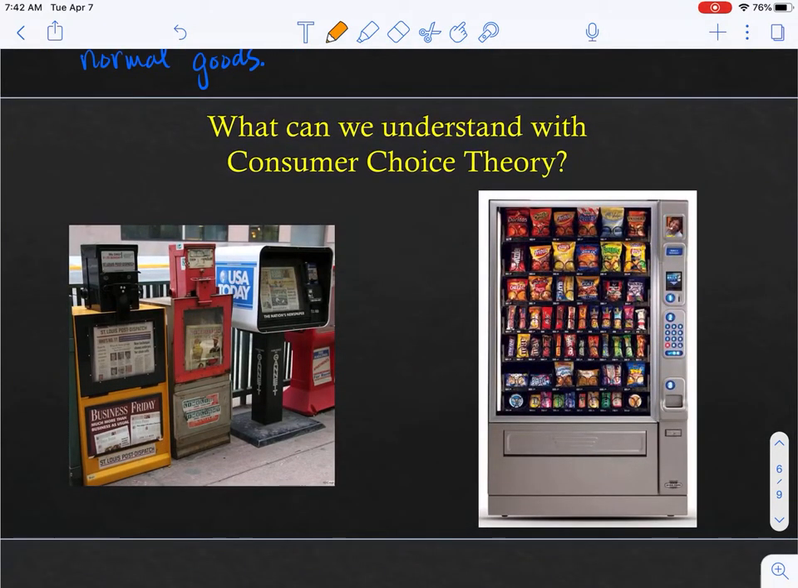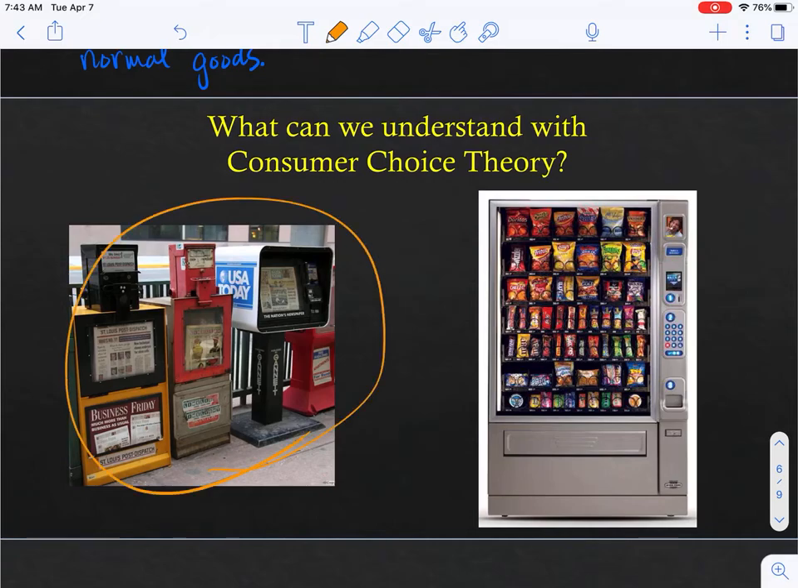So, last thing, why do we talk about consumer choice theory? Well, there are many insights it can give us. I'll just give you a quick sample of them here. One is, why are newspapers sold in different kinds of vending machines than candy or soda? And I'm not sure that many newspapers are sold in vending machines anymore, so maybe this picture helps you be like, yeah, I remember seeing one of those once.